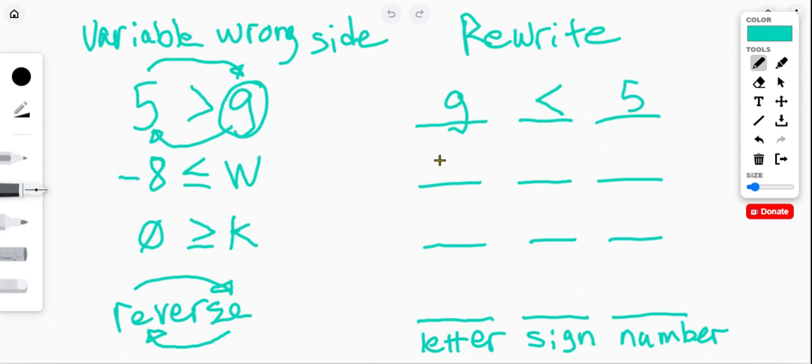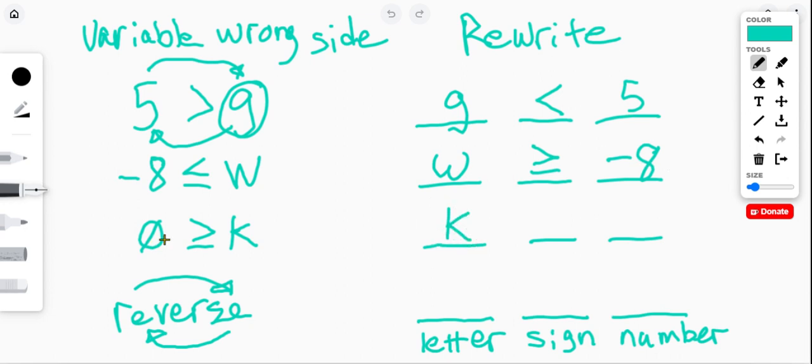G is less than 5. So W, -8, we're going to switch sides and then flip the sign. So W is greater than or equal to -8.